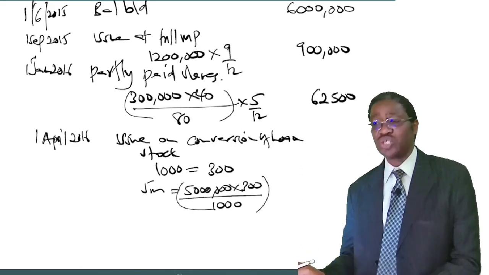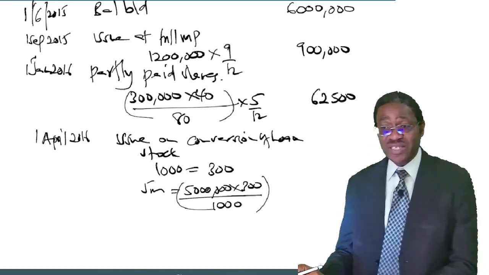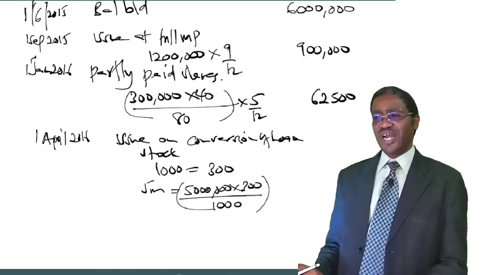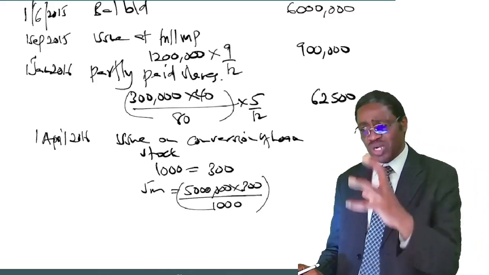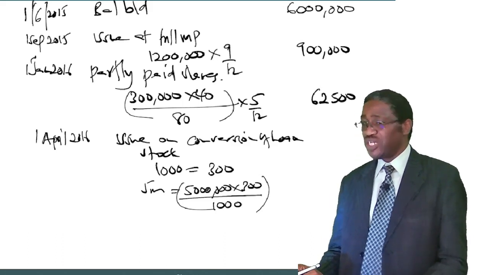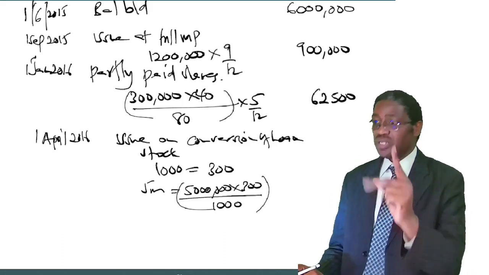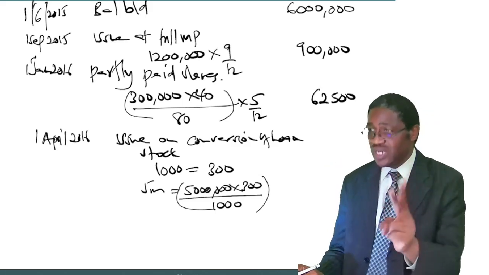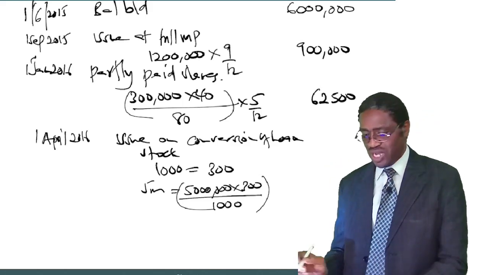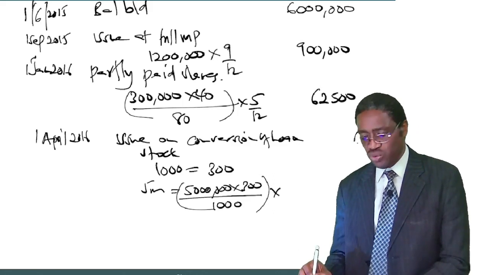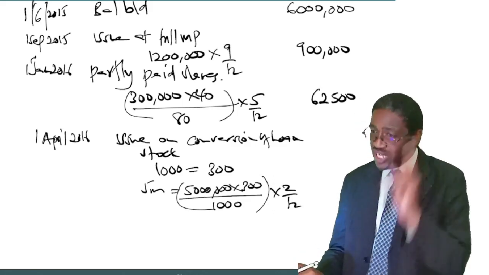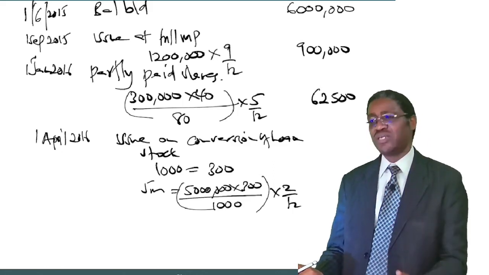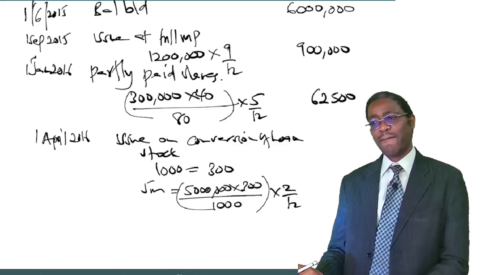So if they were issued on 1st of April 2016, these guys who converted their loan stock into ordinary were my shareholders for only how long? They were my shareholders for April and May, and the year ended. Those are 2 months. So multiply that by 2 over 12. When shares are issued on conversion, the key point we said is that they must be weighted on conversion. That's what we have done.